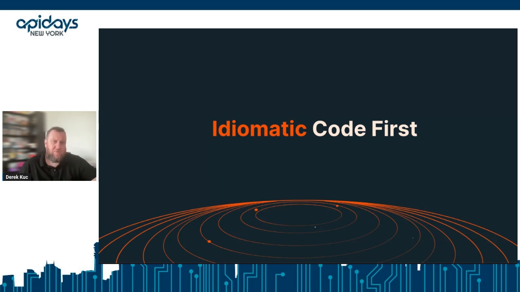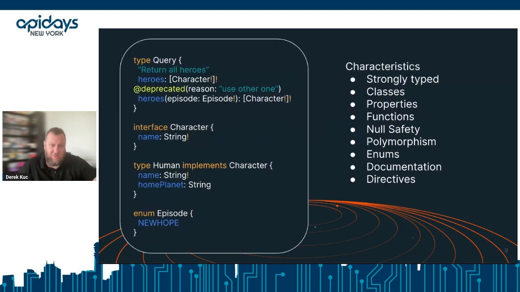So since we're going to be writing code to describe our schema, let's take a look at a schema and try to identify some characteristics there that would be good to have in an idiomatic code first library. So here on the left, you've got a very basic abridged version of a Star Wars schema, right? The first thing that you may notice is that a GraphQL schema is strongly typed. Everything has a type, so having that would be a great thing in our library.